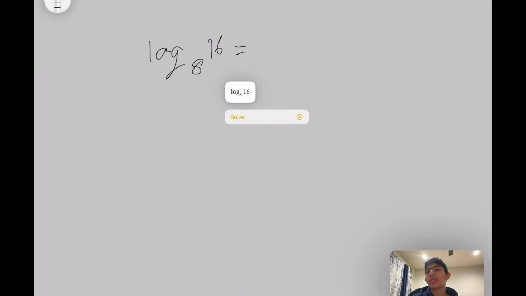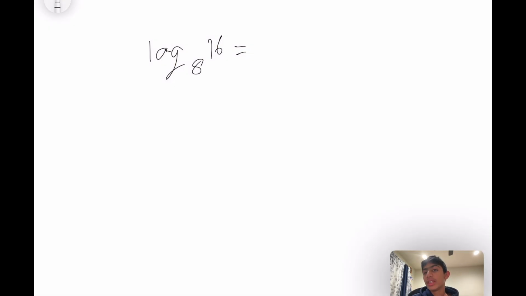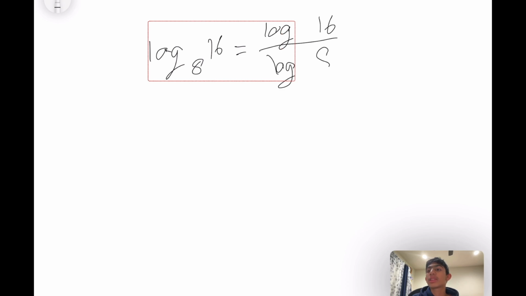Now let's go for a more complex example. Log base 8 of 16. Well, now it's way harder. It's not easy to just look at it and find the answer. So let's break it up using the new property we learned. The base change formula is log base a of 16 over log base a of 8.